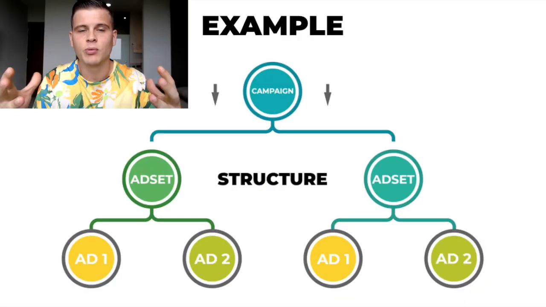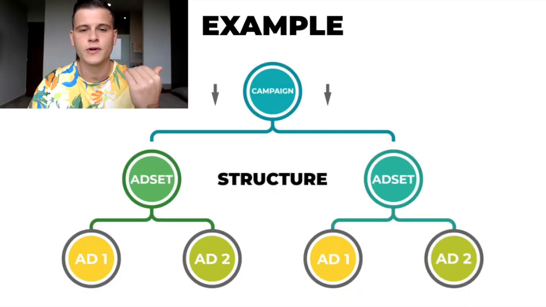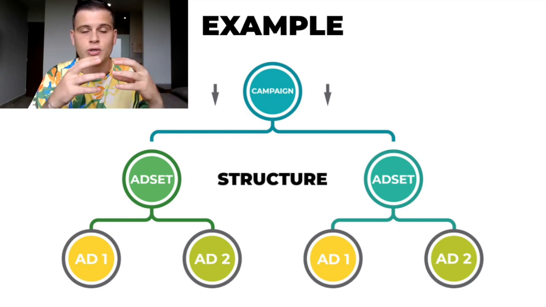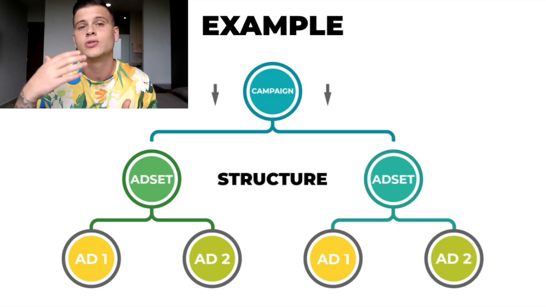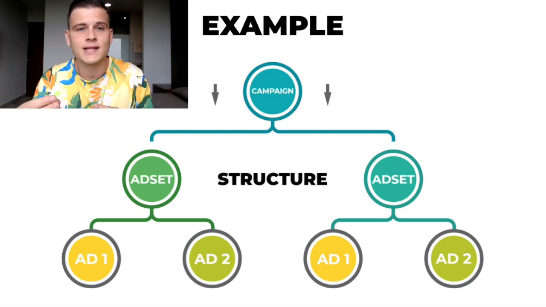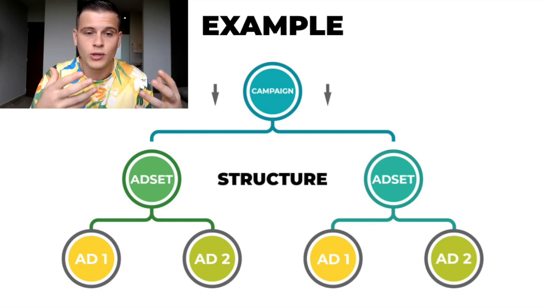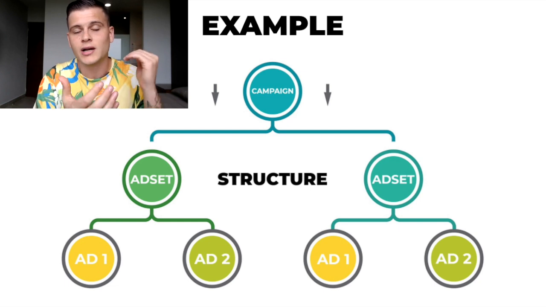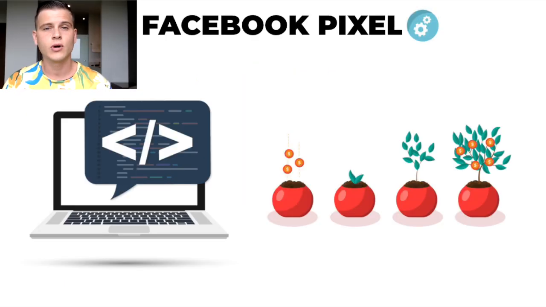So here is an example of how it's going to be structured. First you have your campaign. Inside the campaign you can have as many ad sets as you want, where you're going to target the group of people that you want to advertise to. And inside each ad set you can also have multiple ads. Let's say you want to test an image ad and a video ad, so that is going to be under your ad set.